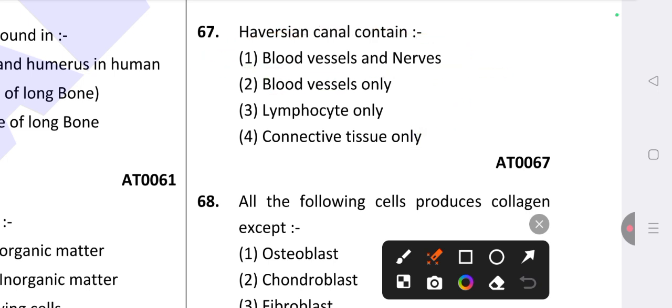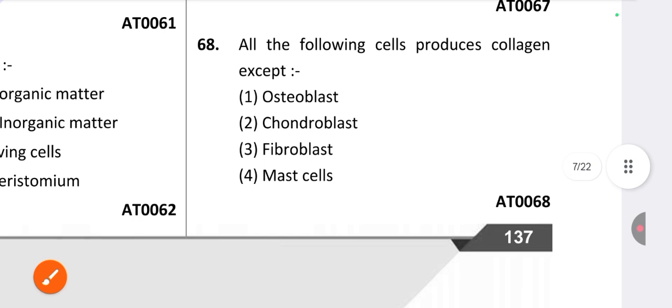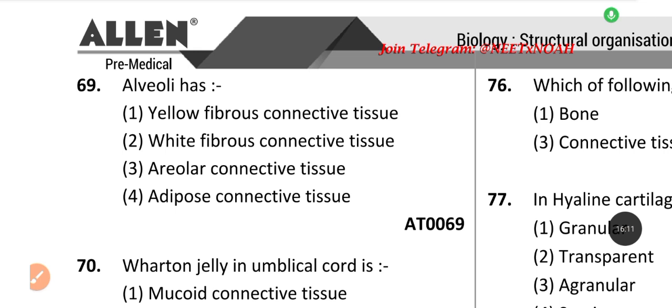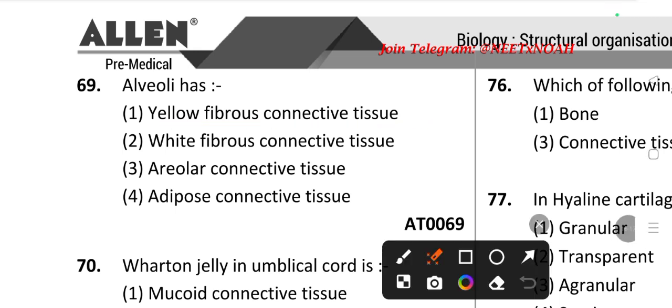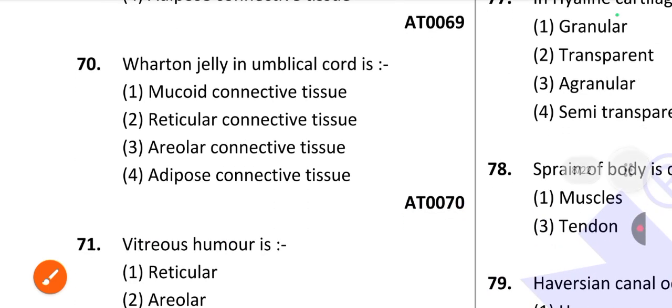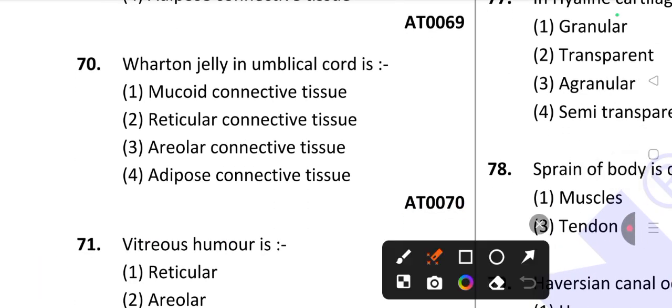Next, 68th question comes here is all of the following cells produce collagen except. So which of the following produce collagen except? So everything produce collagen except option four, mast cells. Alveoli has. So alveoli has yellow fibrous connective tissue. 70th question. Wharton jelly in umbilical cord is. So Wharton jelly is mucoid connective tissue.